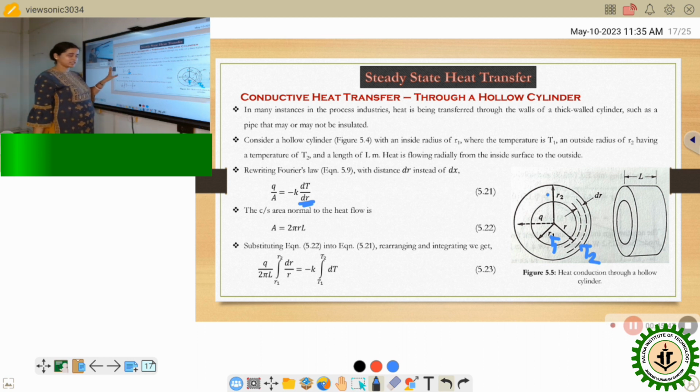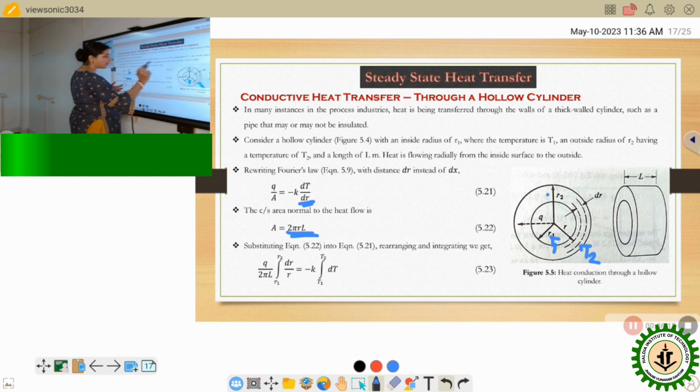So Q by A, the heat flux, equals minus K into dT by dr, where the cross-sectional area normal to the heat flow for a cylinder is 2 pi RL. R is the radius and capital L is the length of the cylinder. Now substituting equation 5.22 into equation 5.21, I'll get Q by 2 pi L, and since R is changing from R1 to R2, I have to integrate, and this dr will come here.